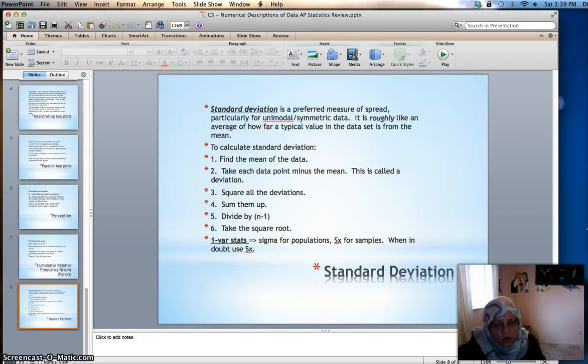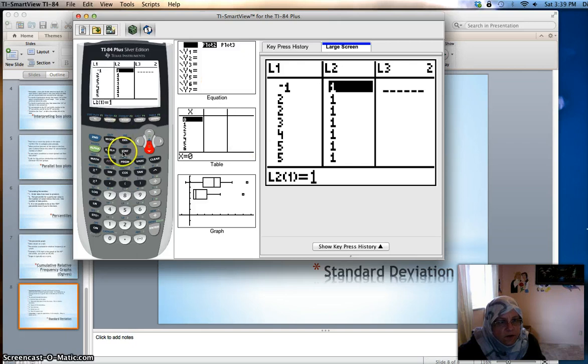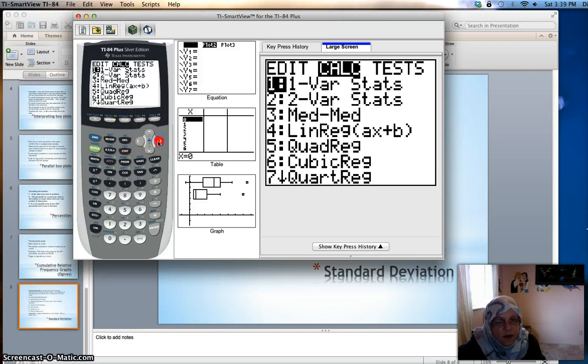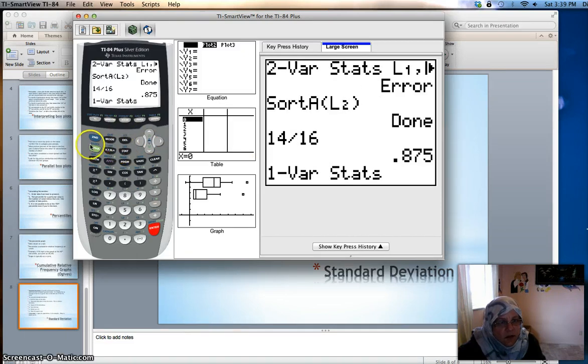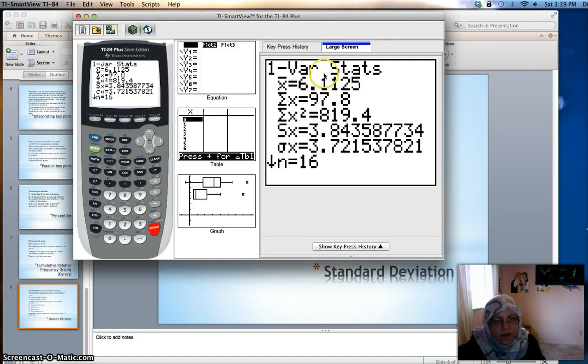Now, usually you won't need to calculate that by hand. Usually you can use the calculator to do that. You can go to stat calc, 1-var stats, and then just tell it what list you want the standard deviation for. And here's the mean of the list, 6.1125.